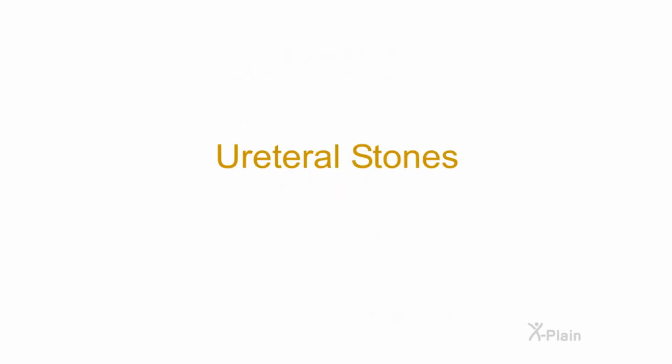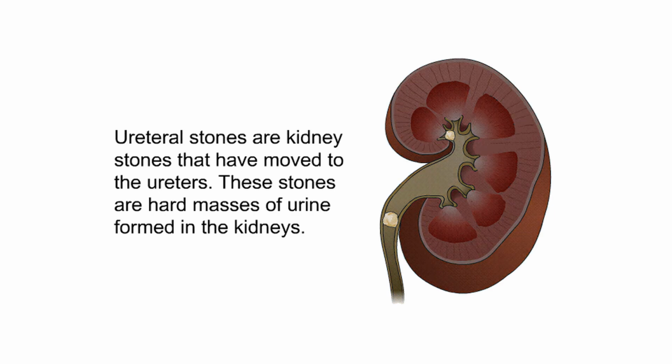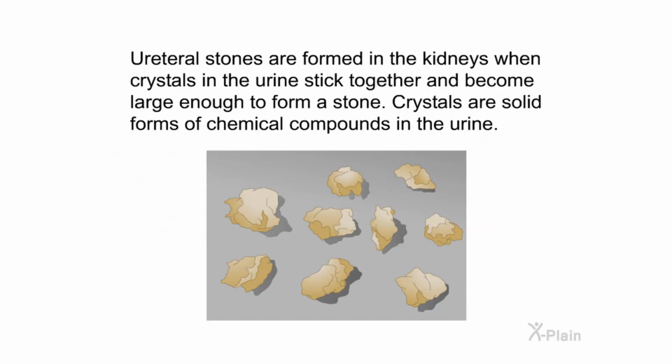Ureteral stones. Ureteral stones are kidney stones that have moved to the ureters. These stones are hard masses of urine formed in the kidneys. Ureteral stones are formed in the kidneys when crystals in the urine stick together and become large enough to form a stone. Crystals are solid forms of chemical compounds in the urine.